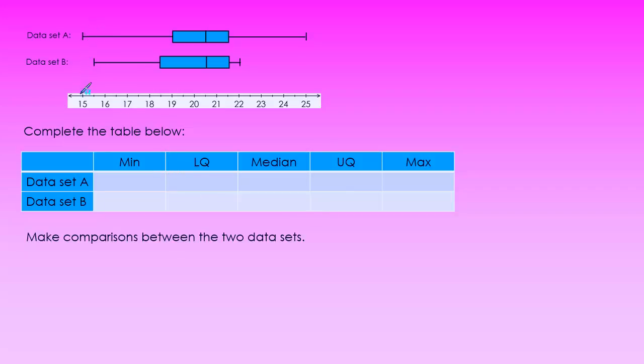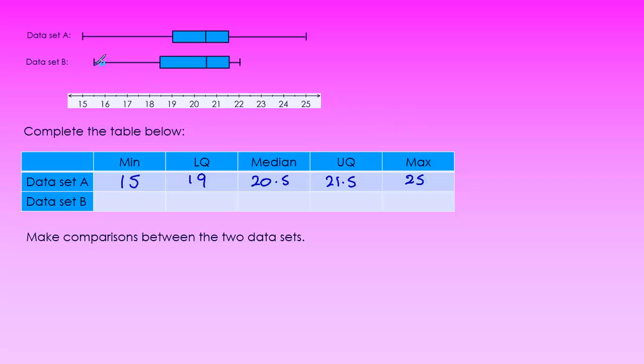If we look at dataset A, the minimum appears to be at 15. The lower quartile is the left-hand end of the box, so that seems to be at 19. The median is at 20.5. The upper quartile is at 21.5, and the maximum value is 25.